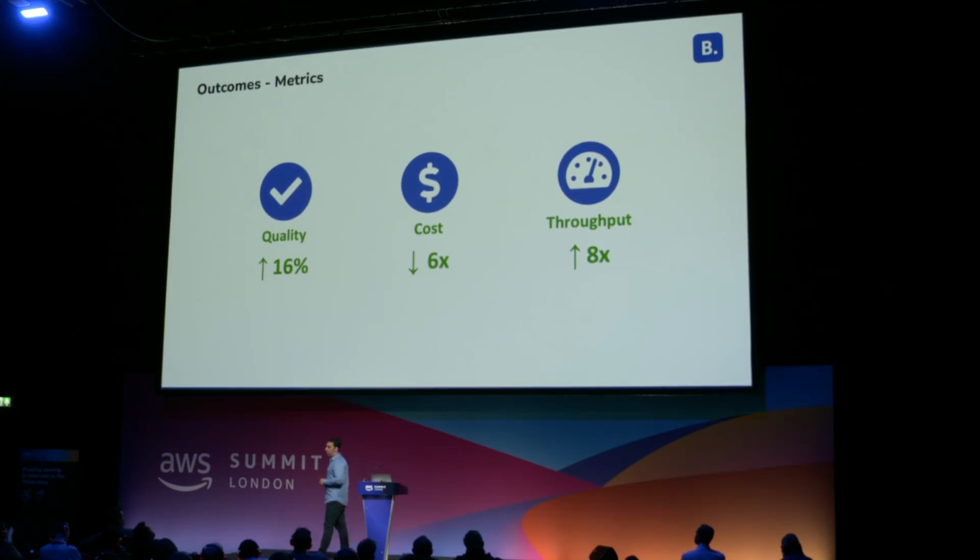So all of our efforts resulted in an increase of the quality by 16%, which was amazing for us because otherwise we couldn't move to production. And also, using all the optimizations that we did to deploy the model, we could reach a reduction of 6 times in the cost and an increase of 8 times in the throughput, which was also amazing for us because the meaning of it was hundreds of thousands of dollars a year.